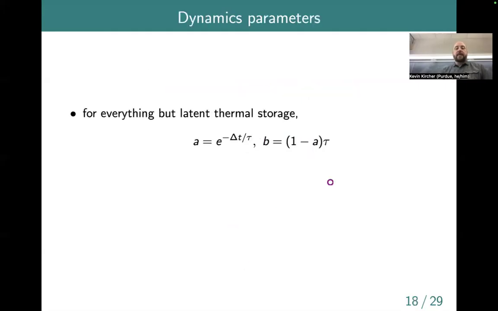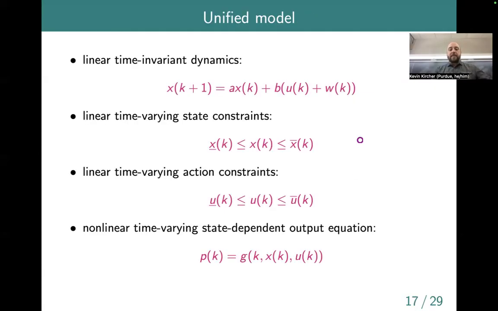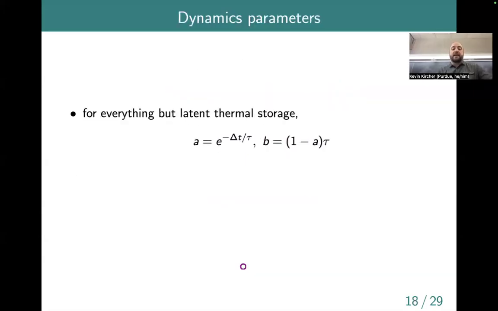Okay. So the parameters that show up in here, the A and the B, need to be defined in order to instantiate this model and use it for simulating something real and interesting. We'd need to define A and B. We'd need to define W at every time step. And then we'd need to define the upper and lower limits for energy and power at every time step. And then as well, we'd need to define this function G. So we'll go through basically for each of the devices how we do that.